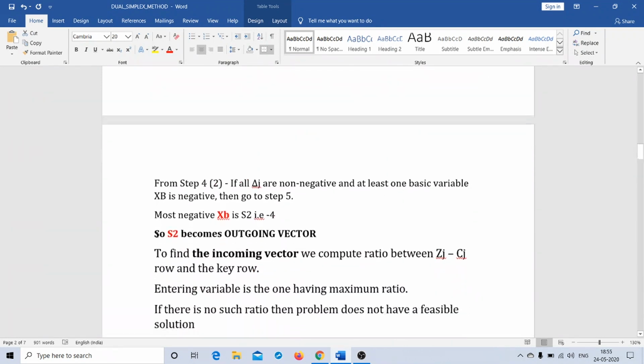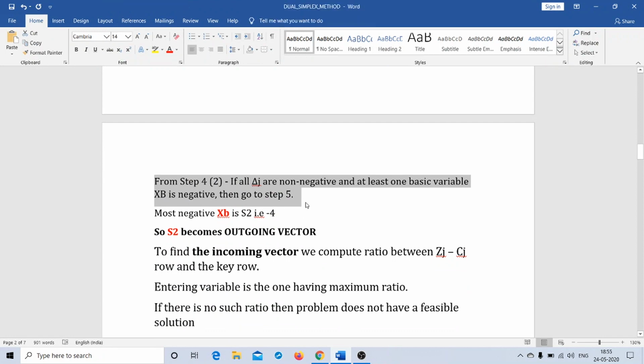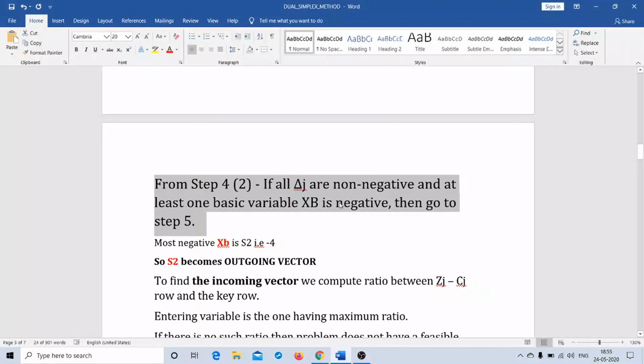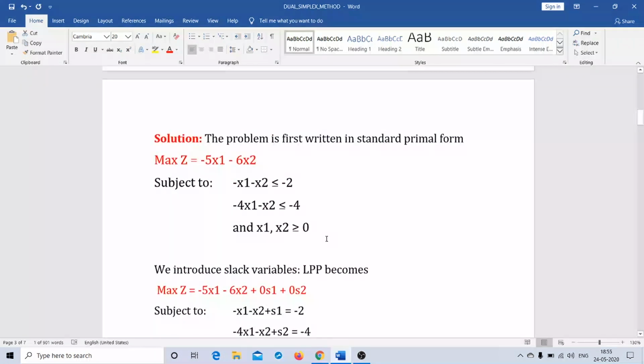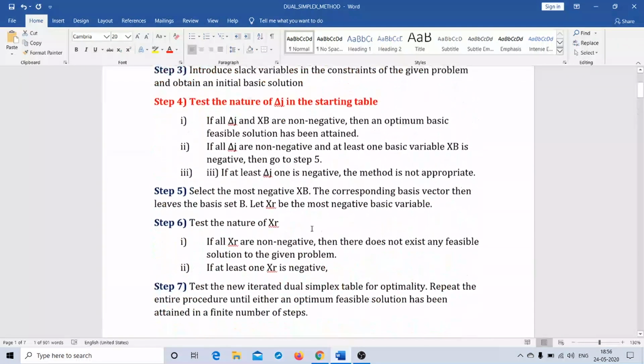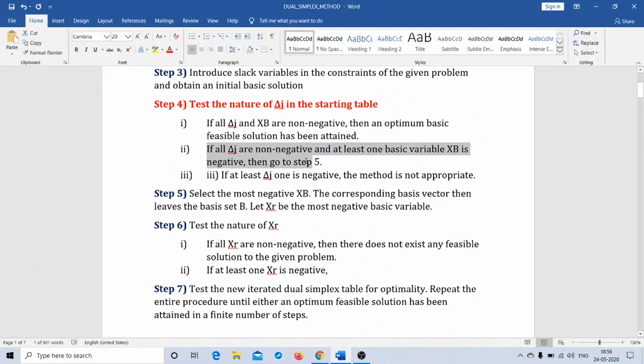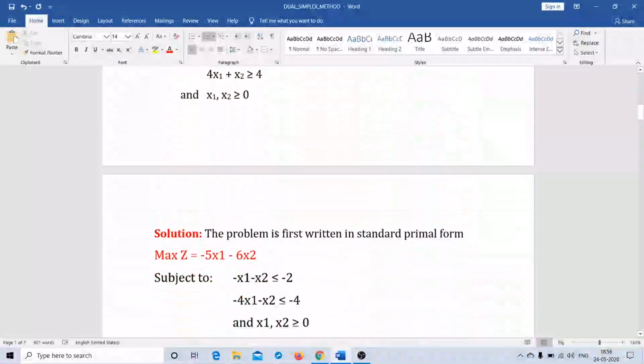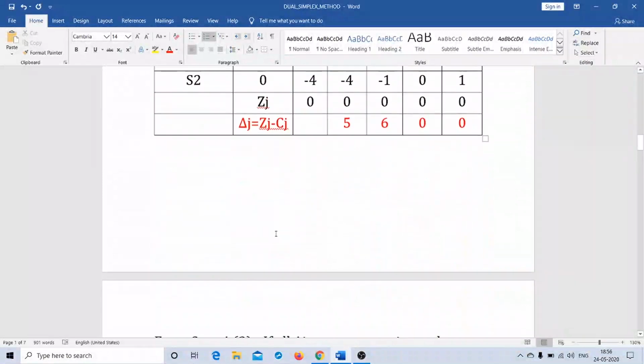Look at this. This is step 4. Right now, what does step 4 say? Point 2 of step number 4. Let me take you back to the algorithm. Look at this: if all delta j are non-negative and at least one basic variable is negative, then go to step 5, right? Understand? So it is not an optimal solution.